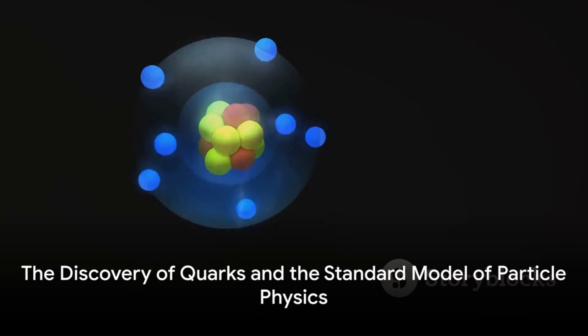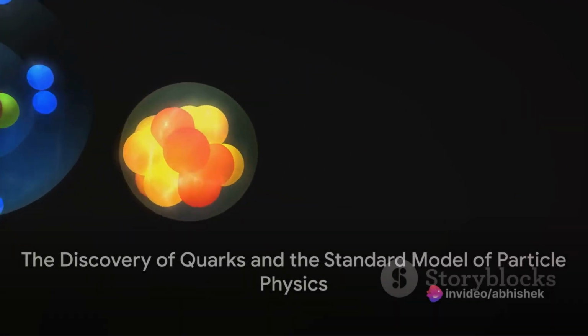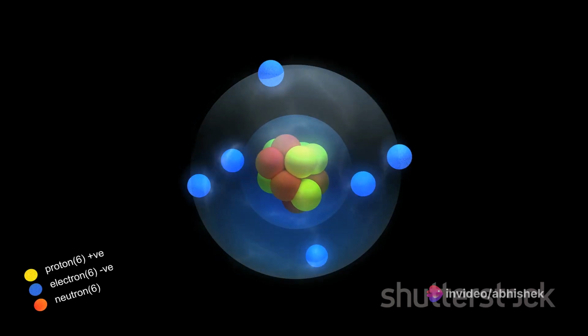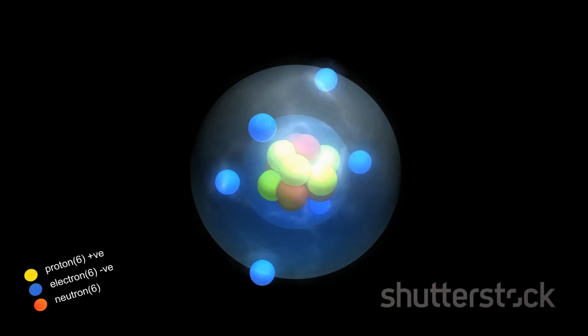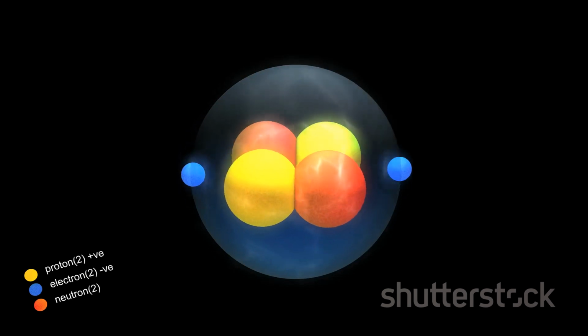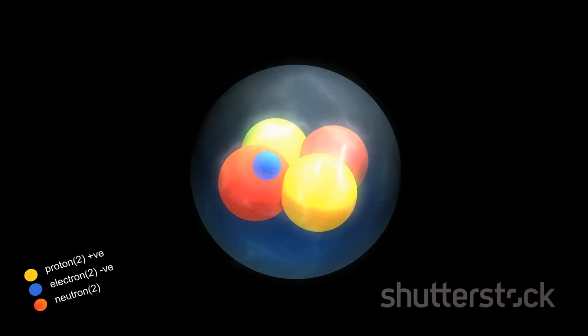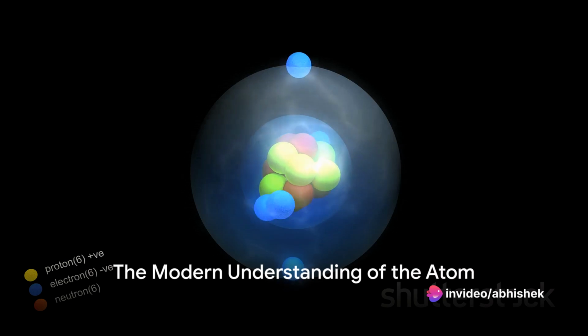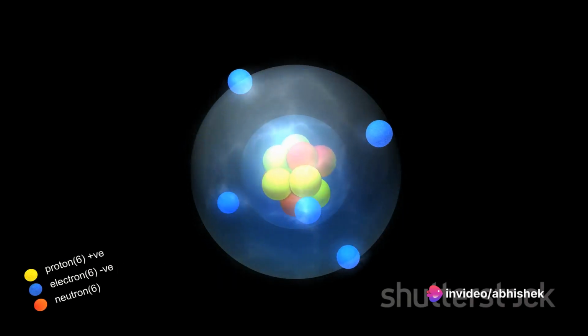Fast forward to the 1960s, scientists discovered quarks, the fundamental particles that make up protons and neutrons in the nucleus. This discovery led to the development of the Standard Model of particle physics, which describes the basic building blocks of matter. Today, our understanding of the atom is quite different from Democritus's indivisible particle.